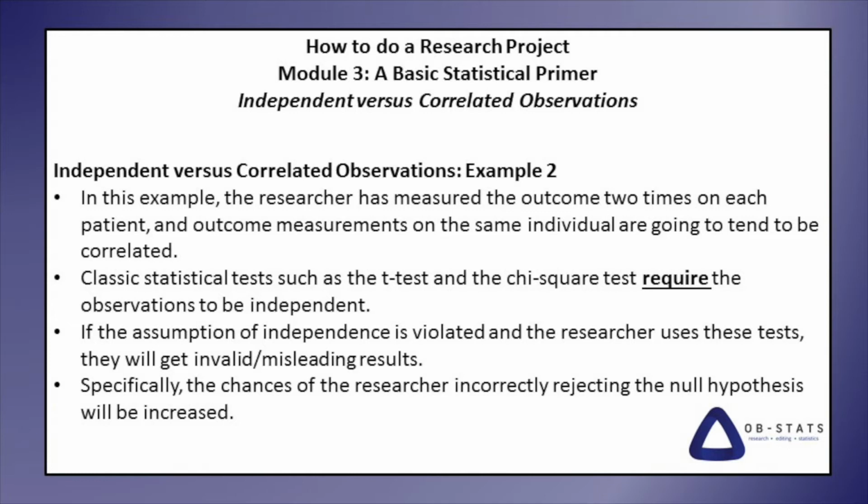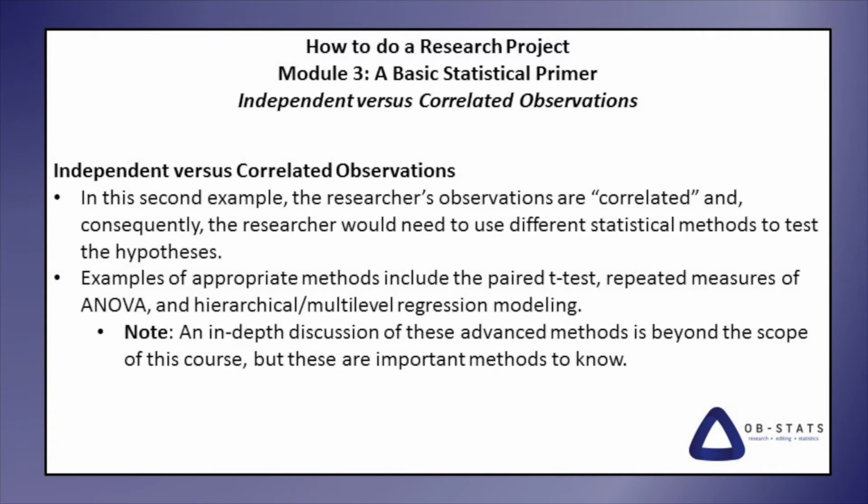Classic statistical tests such as the t-test and the chi-square test require the observations to be independent. If the assumption of independence is violated and the researcher uses these tests, they will get invalid or misleading results. Specifically, the chances of the researcher incorrectly rejecting the null hypothesis will be increased. In this second example, the researcher's observations are correlated and, consequently, the researcher would need to use different statistical methods to test the hypotheses.